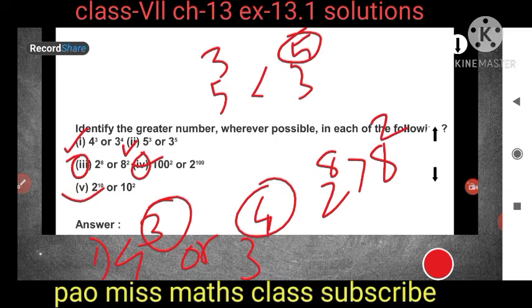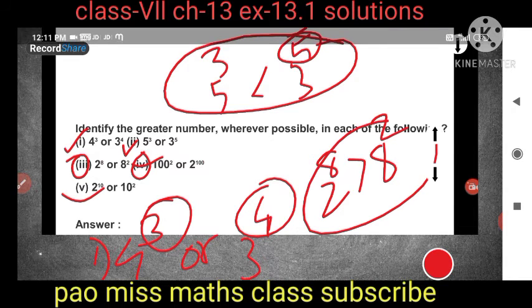So please write this in your notebook in a neat and clean way. I'm just explaining, so I'm writing here and there. You have to write this systematically in your notebook in a neat and clean way. So hope you have understood. So just for comparing the power, what we have to do? We have to see the power, and whichever power is greater, that value will always be the greater number. Okay, now come to the next question.